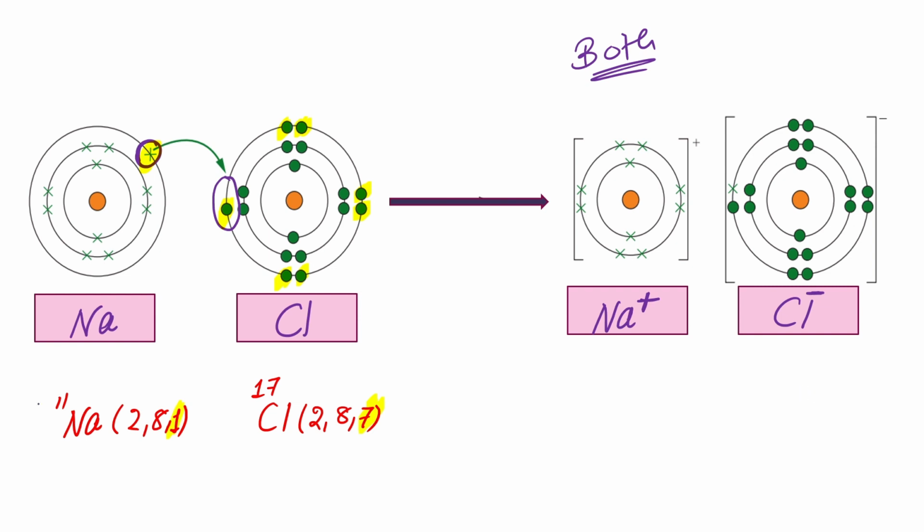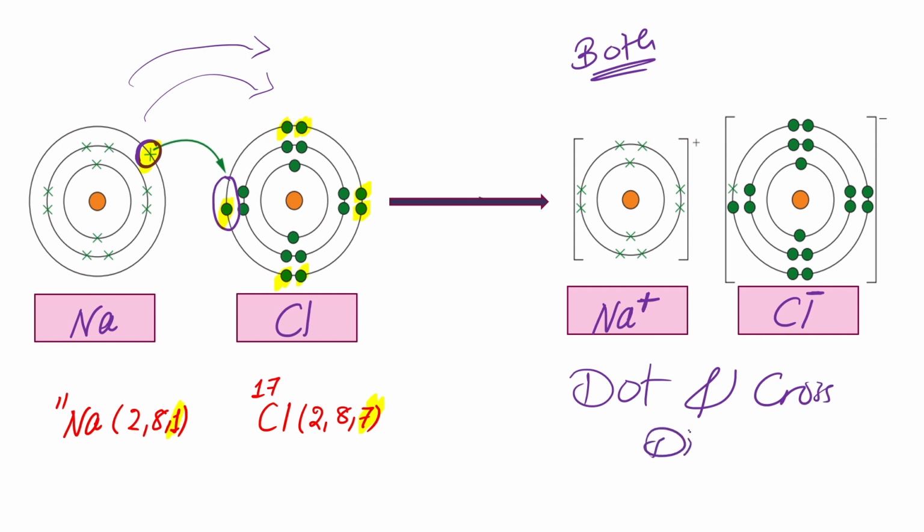And to represent the transfer of electrons from one atom to another, we use the dot and cross diagram. What do we mean by the dot and the cross diagram? Like here, the electrons from one atom are shown as crosses, while the electrons of the other atom are shown as dots. So here, the sodium positive ion has 8 electrons in the outermost shell. Now it is more stable. And the chloride ion has 8 electrons as well in the outermost shell.